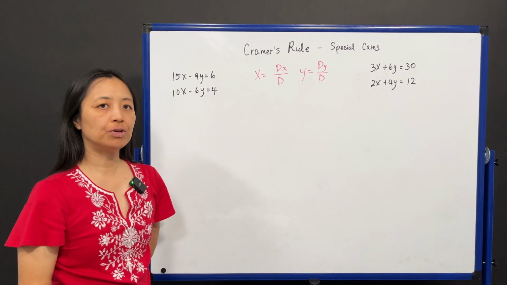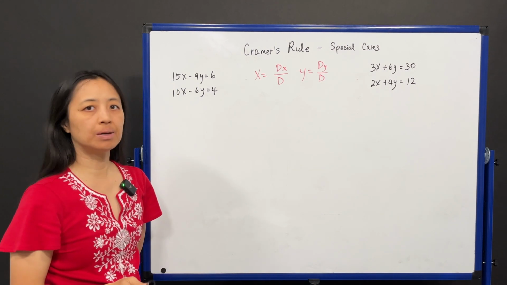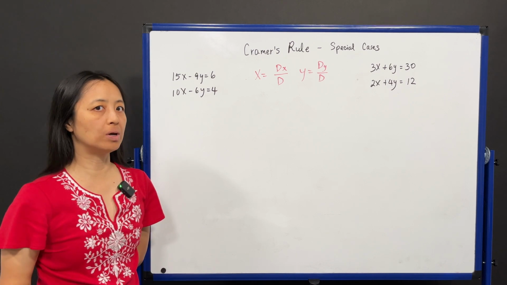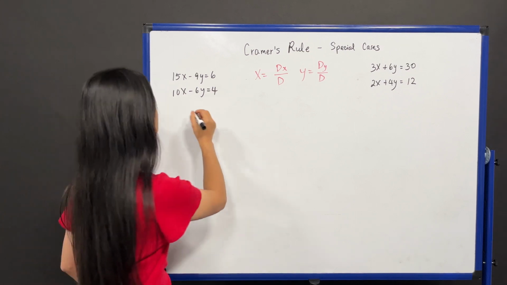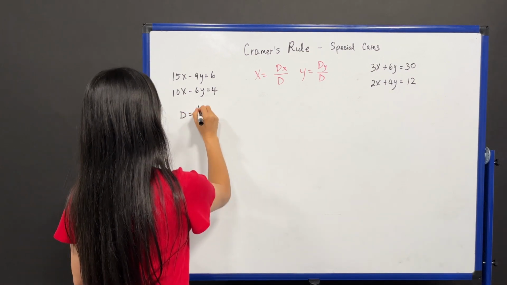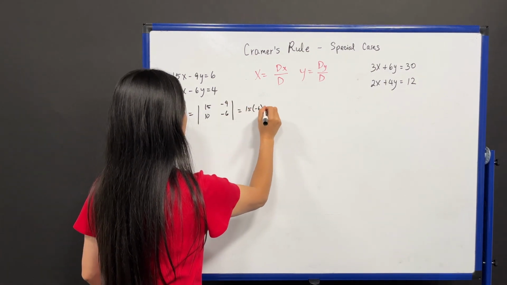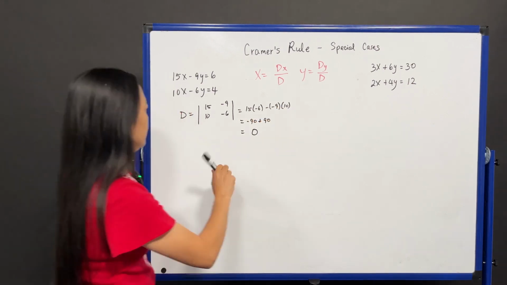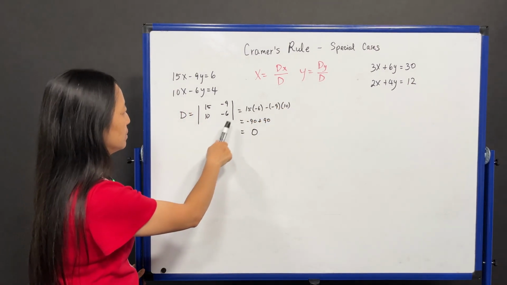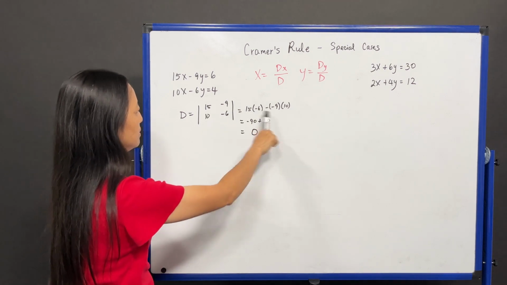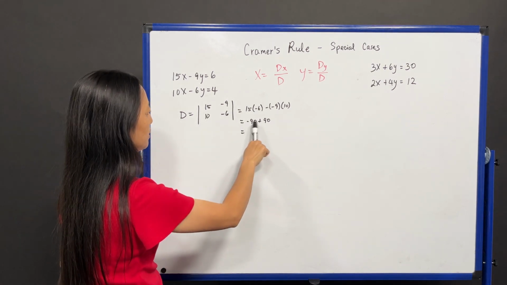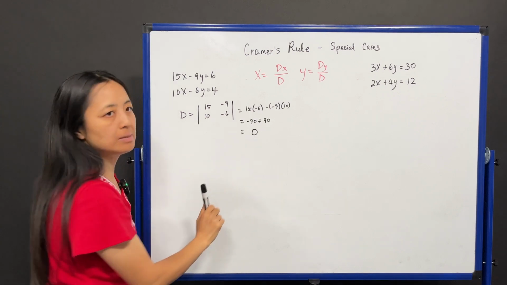I'm not going to go over how to use Cramer's rule. That is covered in part 1 of this video. Let's take a look at our first problem. We're going to find d first. To get our determinant, we take 15 times -6 minus -9 times 10. And we get -90 plus 90, and we get 0.